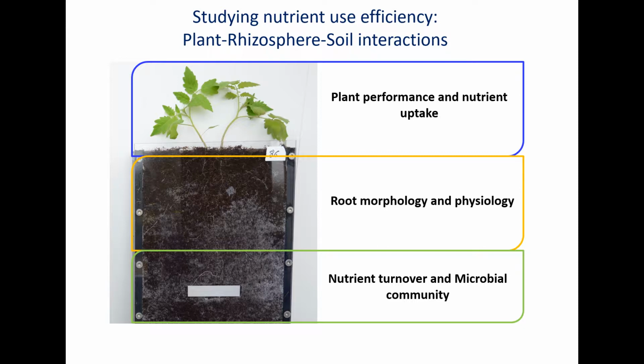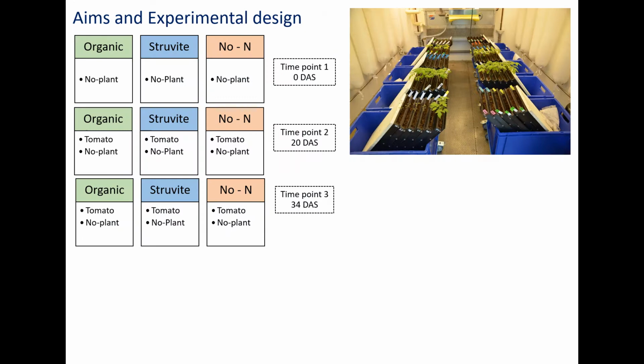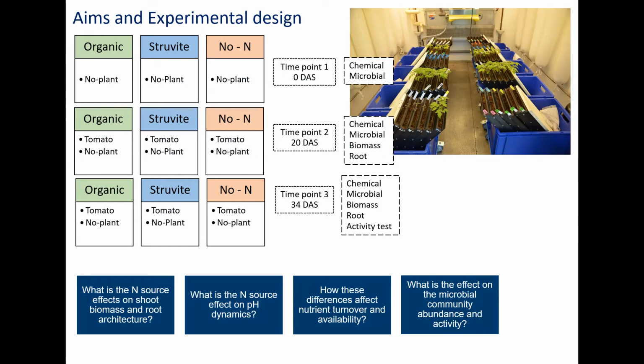So I try to summarize all these interactions in the three main sections that I will be talking about in my talk. I focus on the effect of these two nitrogen sources on plant performance and nutrient or nitrogen uptake, and also on root morphology, talking briefly about root architecture change and root physiology, mainly change in rhizosphere pH dynamics. Then I will move to the effect of this on the nutrient turnover of these products, and the effect on the microbial community and what roles they play in all of this.